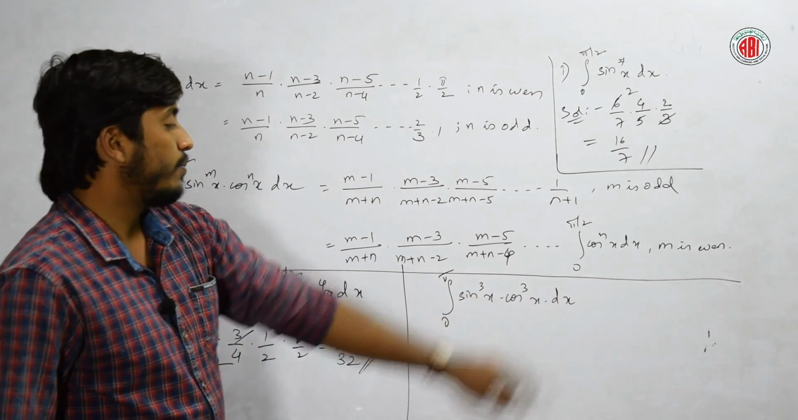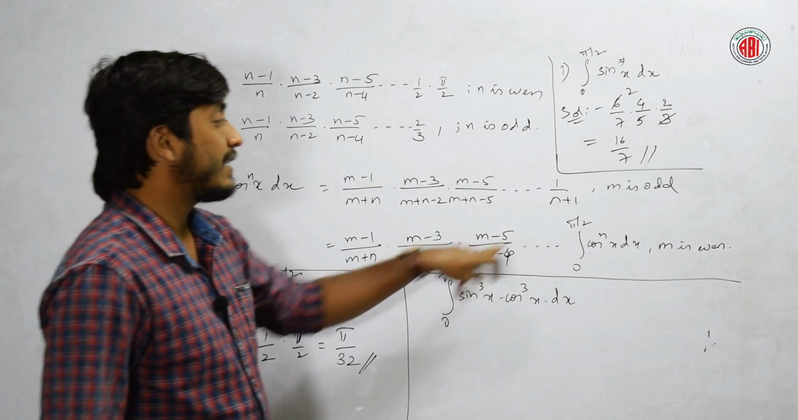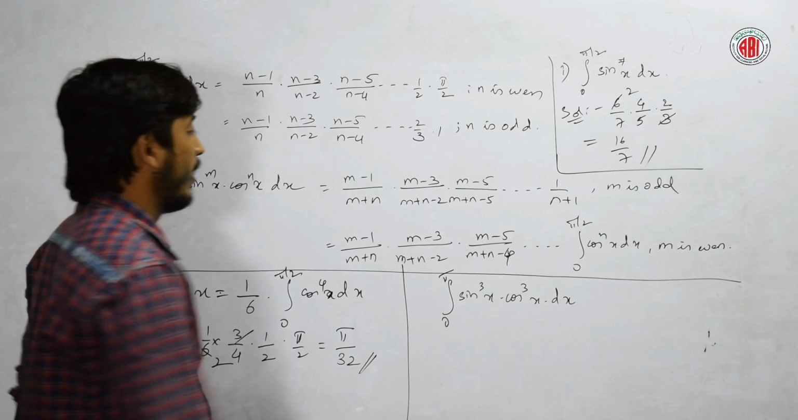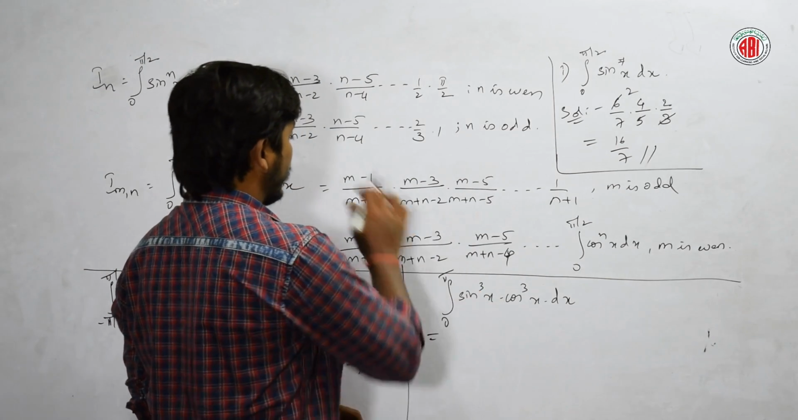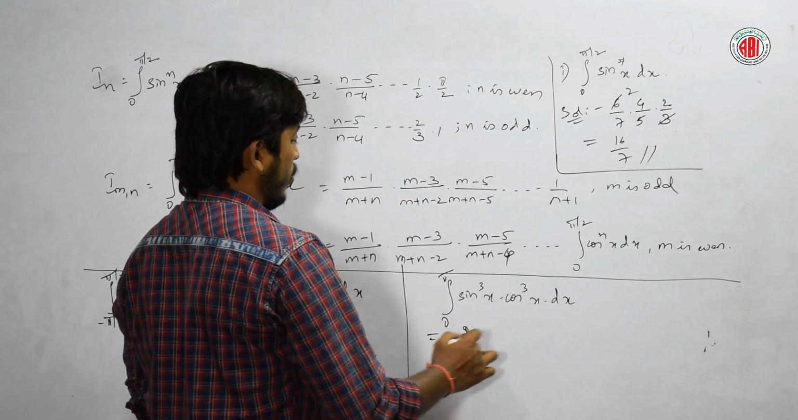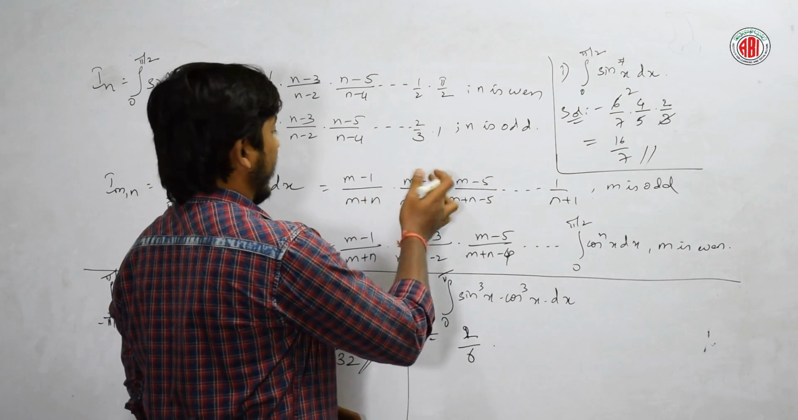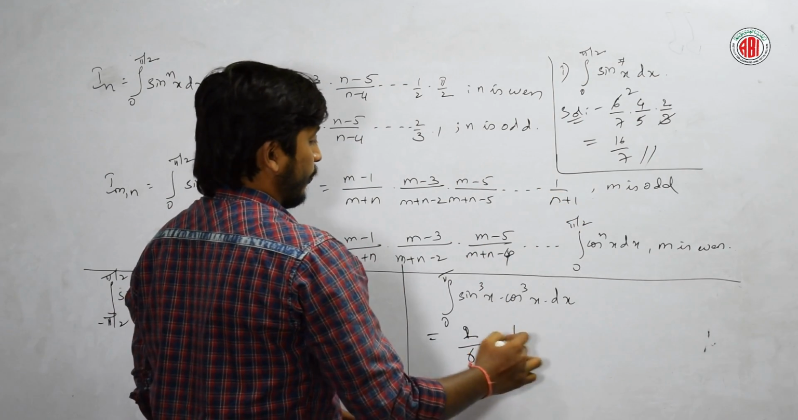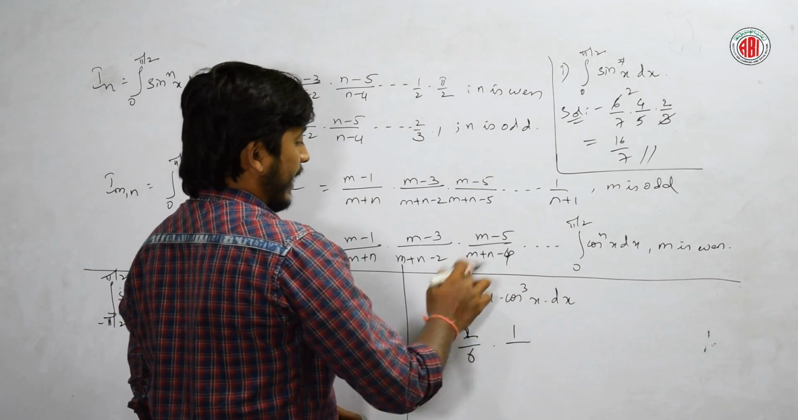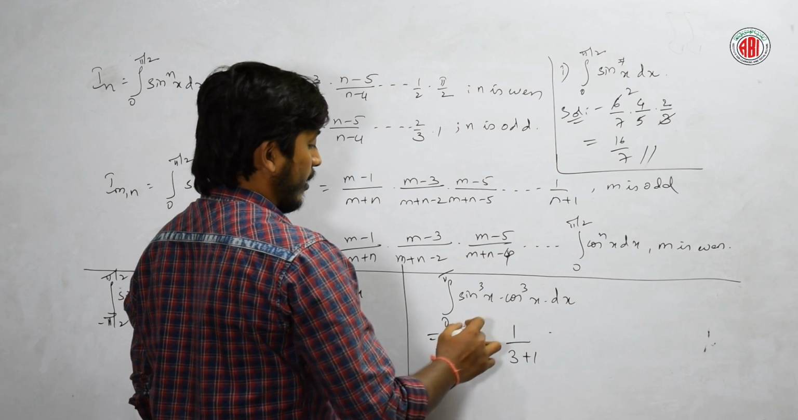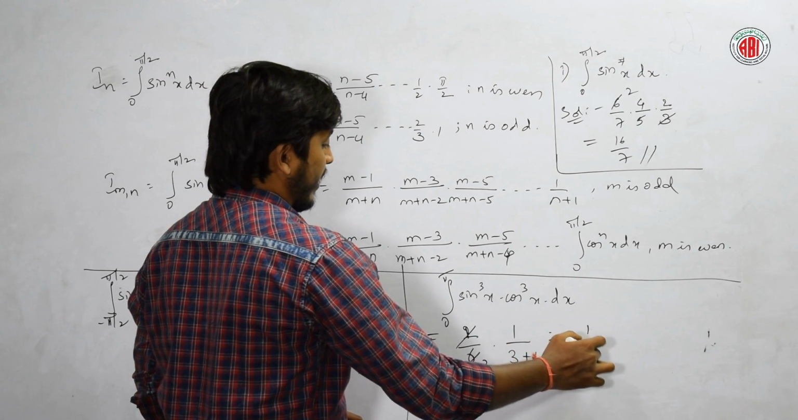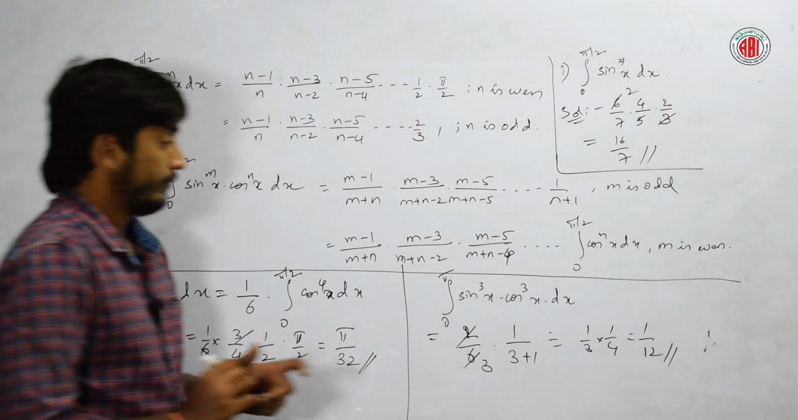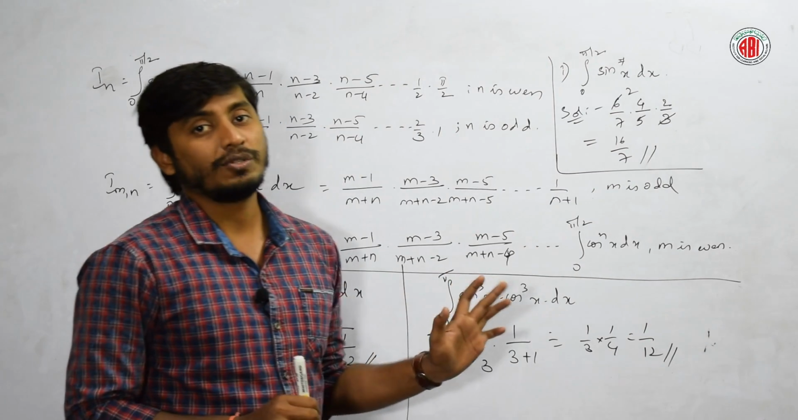Next, sine cube x cos cube x dx. Sine cube, that is m is odd. So let us substitute here itself. What do we get? If I substitute 3 here, 3 minus 1 is 2 by 6. Again here 3 minus 3 will not have. So here directly it is 1 by n plus 1. What is n? N is 3, therefore it is 3 plus 1. 2 ones are 2, 3 fours are 12, so that is 1 by 12. Right? Are these questions not easy to solve?